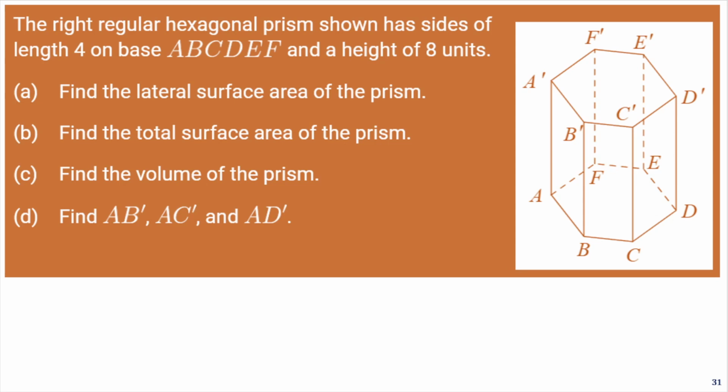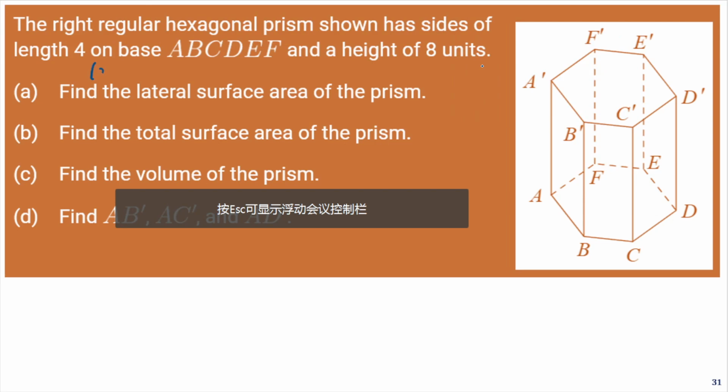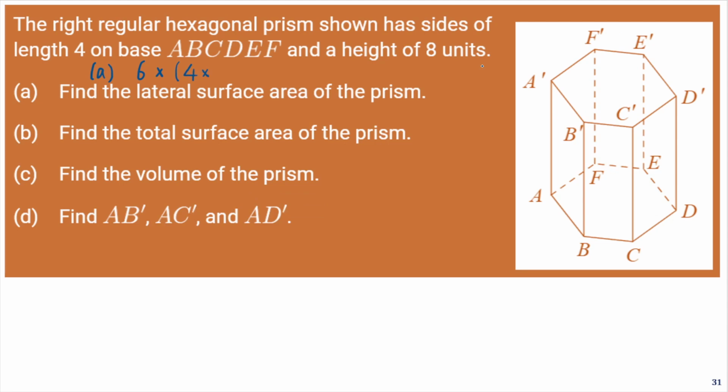Okay, first question. The lateral surface area of the prism. We know each lateral face of the prism is a 4 by 8 rectangle, right? There are 6 lateral faces, so the lateral surface area is 6 times 4 by 8, and this gives us 192, right?